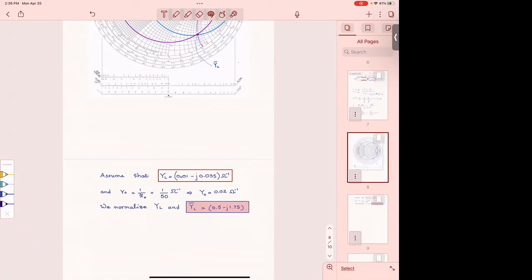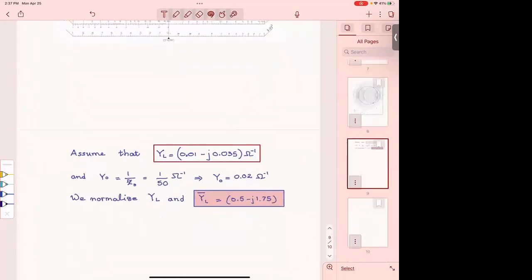Now I have to go and normalize that with respect to Y naught. For a standard line, which has Z naught to be 50 ohms, how much is Y naught? 1/50. All right. So Y naught is this small number, 0.02, 1/ohm. So if I want to take this YL and normalize it, I have to normalize it with respect to these small numbers. Then it gives me reasonable results. It gives me that YL is 0.5 minus j 1.75.